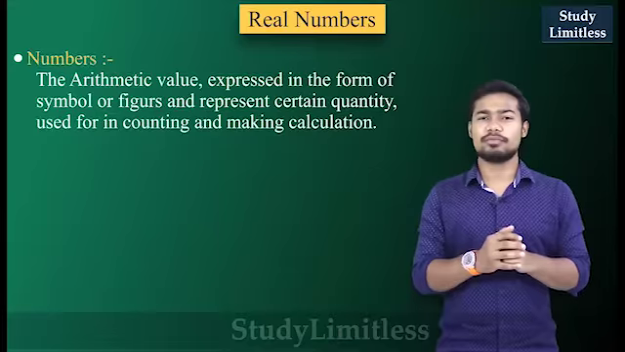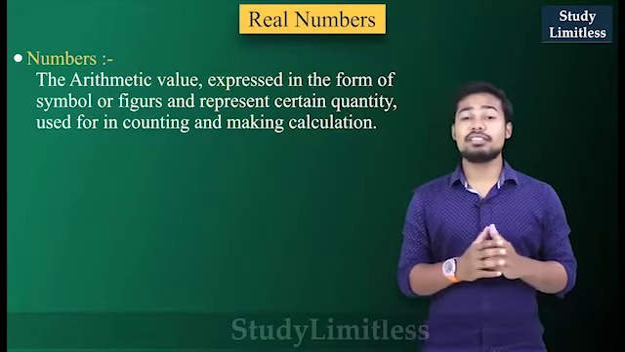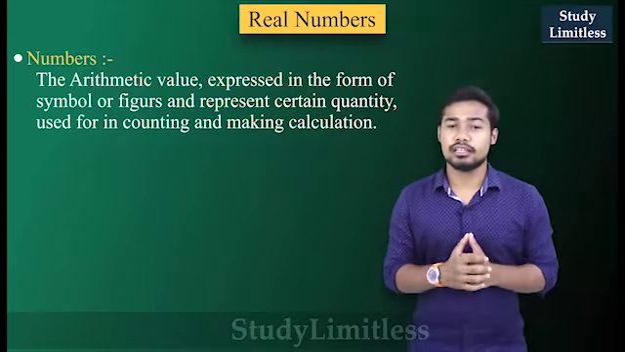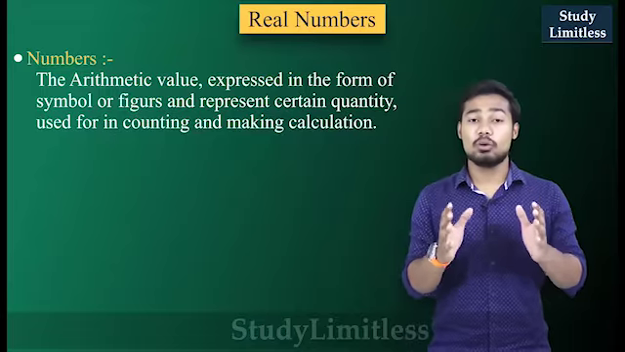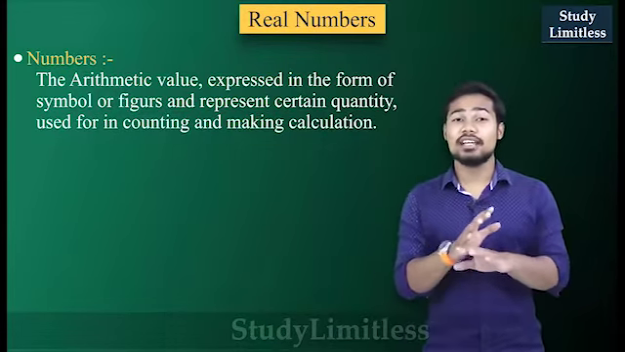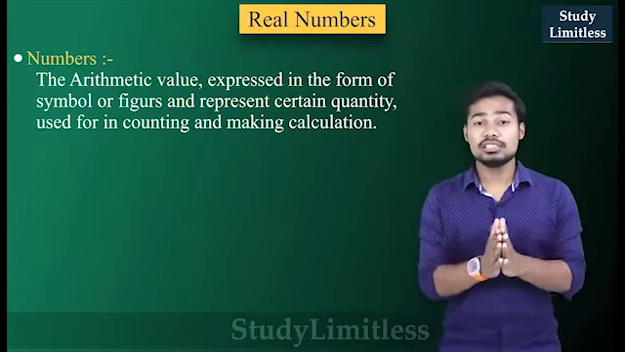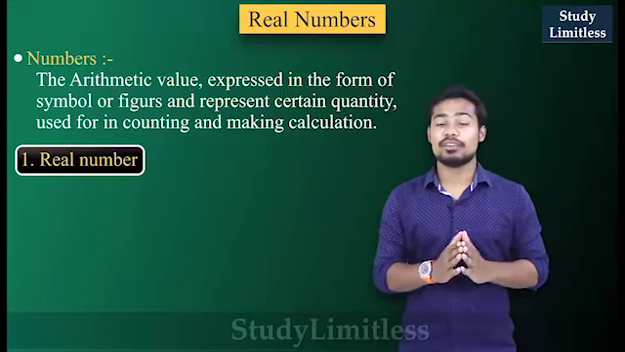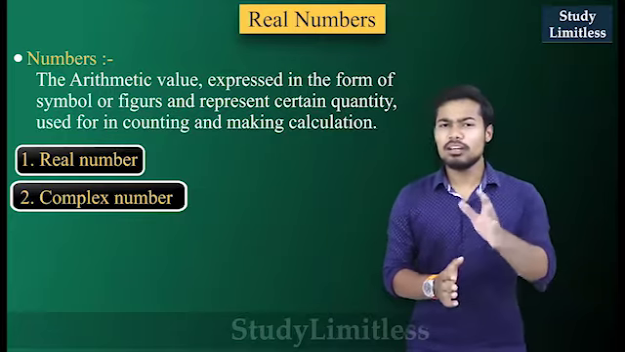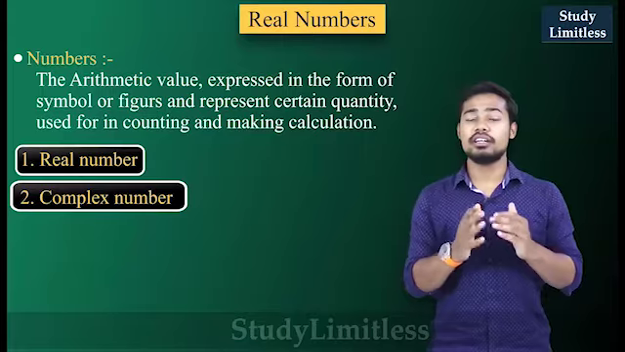So, what are numbers? Numbers are nothing but the arithmetic values which are expressed in the form of symbols or figures and are representing some quantities and are used generally for counting as well as calculation. That means numbers are just plain symbols or figures which have some value. Now, these numbers are divided into two broad categories. First is the real numbers, second is the complex numbers. Well, we will study the complex numbers in our further classes. Now, let us focus on real numbers.